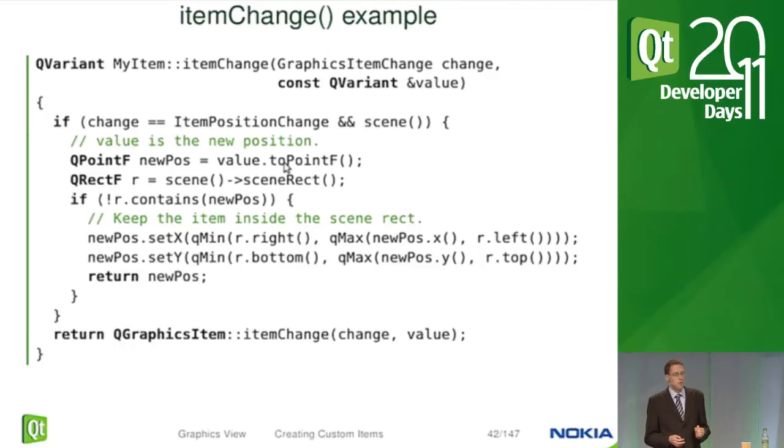So in this example, we restrict it to the area of the entire scene, which we get from the scene rect. And if it's not in there, we restrict the components of the position that are outside, and then we return that. The new position we return is then the one that is actually applied to the move. So this gives us the ability to override user input here. And that actually works with all the other built-in interactions like selection and editing and so on as well.